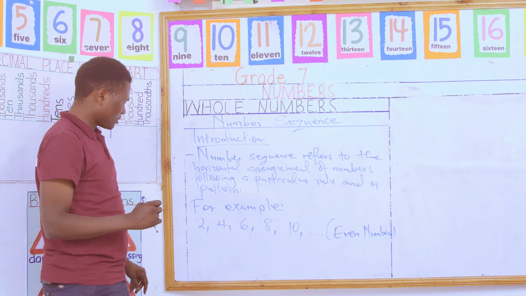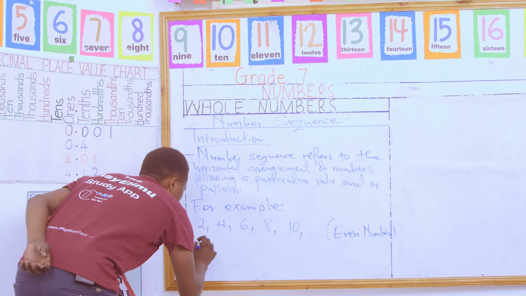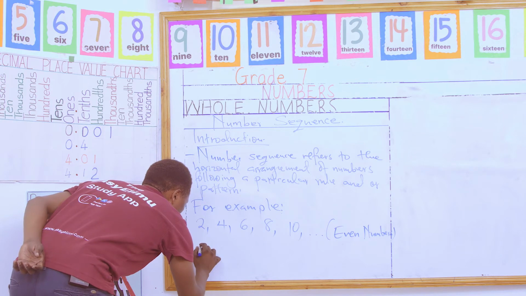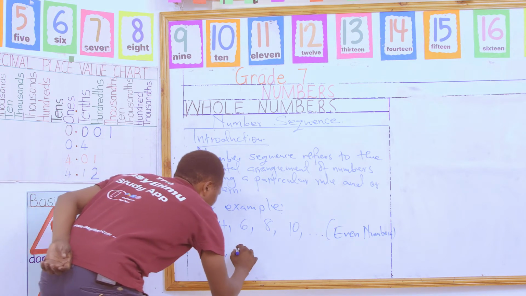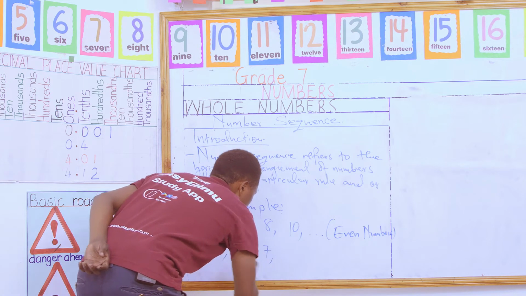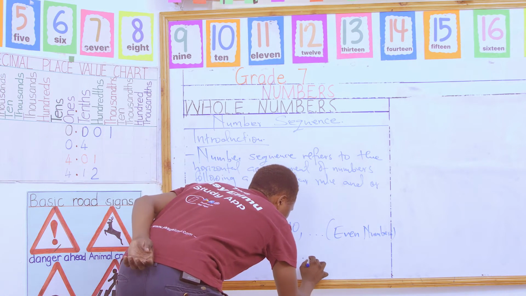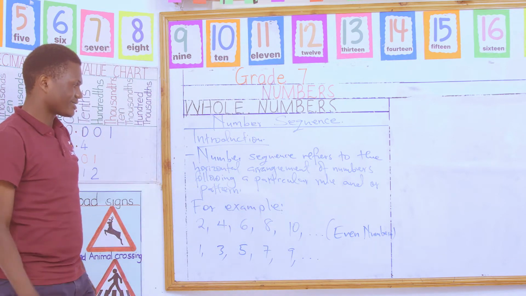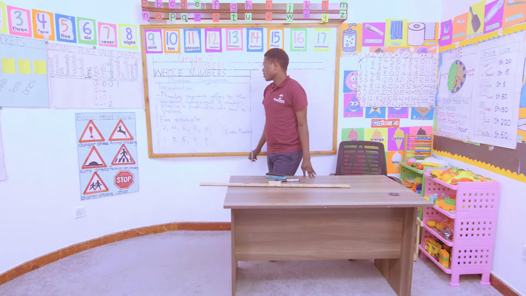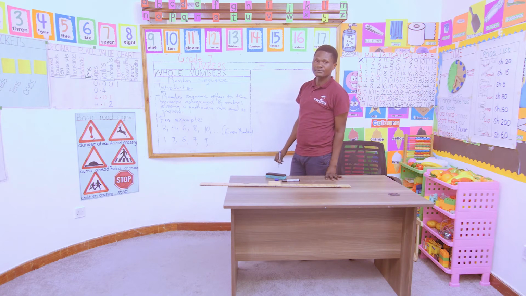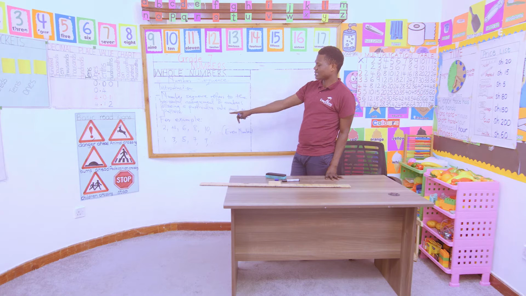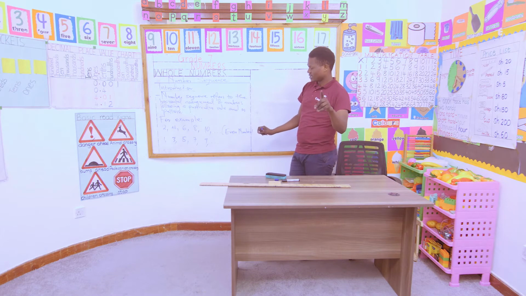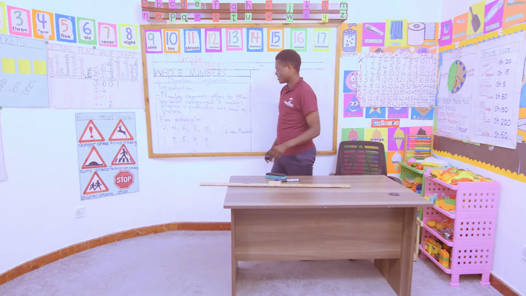I can also come up with a number sequence that looks like this: 1, 3, 5, 7, 9, and the list is endless. Someone can tell me what is the rule or which pattern am I following? You can see my sequence there is 1, 3, 5, 7, 9. Who can guess the next number in my sequence? Yes, Brian? 10. Not really.